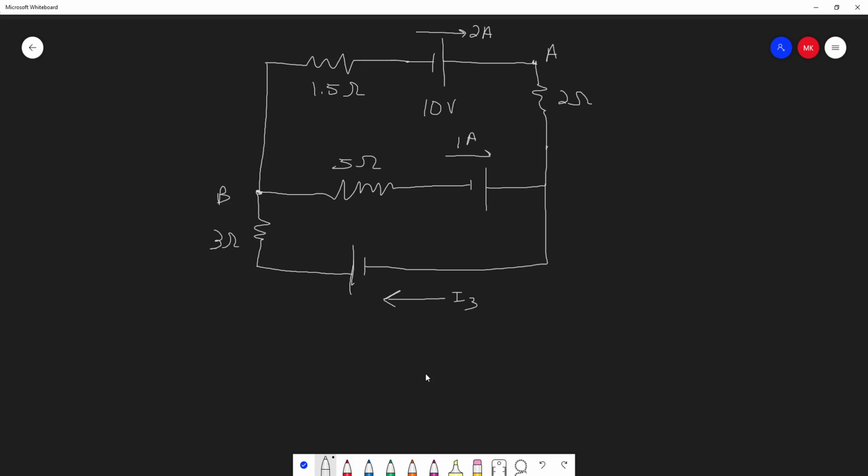Well, this is pretty easy. All we have to do is find current I3. How can we do that? Well, I3 is going around this loop. We know this current going through here. So let's just do Kirchhoff's voltage loop rule. Sum of the voltage drops equals 0. Let's start at this point here. You can start anywhere you want.